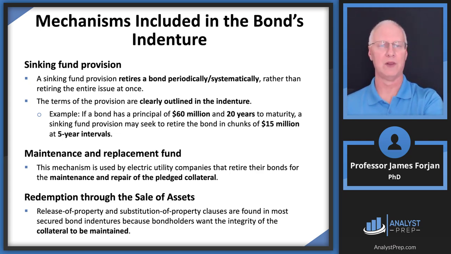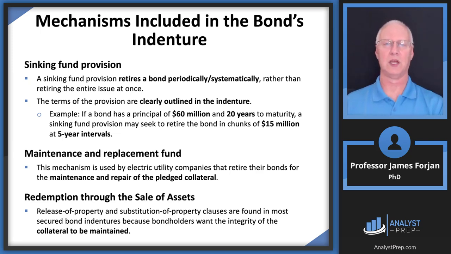So there we go. We have an example there in the circle point. Suppose $60 million, 20 years to maturity. And the sinking fund says, instead of waiting until year 20 to pay out the $60 million, what we're going to do is chop that 60 into four parts. So 15 million and 15 million and 15 million and 15 million. And we'll just do this over time.